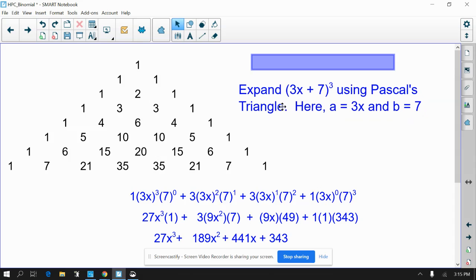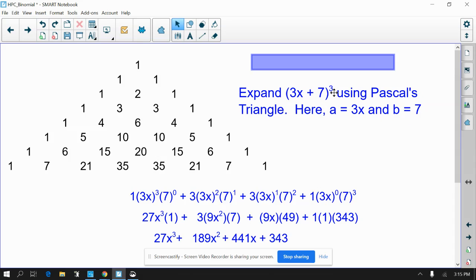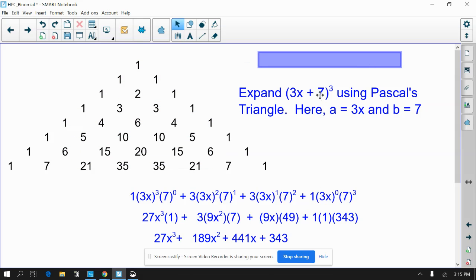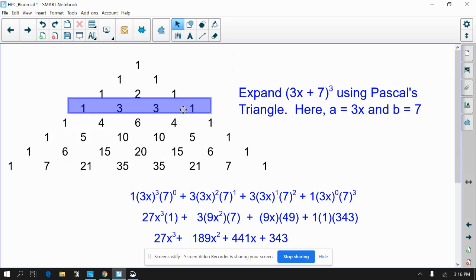So here's an example. We're going to expand 3x plus 7 to the third power using this triangle. A equals 3x and b equals 7. So the first question is, what row do I use in Pascal's triangle? Well, remember, if you were to actually expand this out longhand, like do 3x plus 7 times 3x plus 7 times 3x plus 7, you would have 4 terms. You would have an x to the third term, an x to the second term, an x to the first term, and then a constant. That's 4 terms. And if you look at your rows, there's only one row that has 4 terms, and it's this one. So I'm using this row for Pascal's triangle.